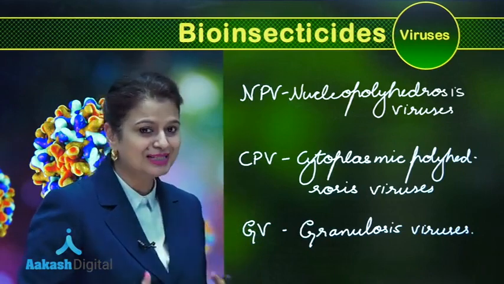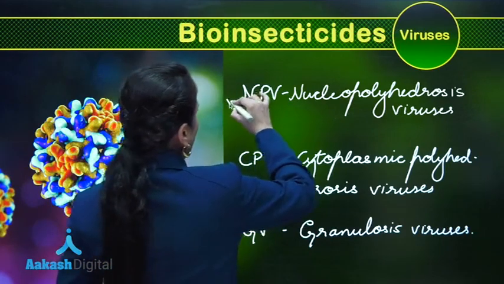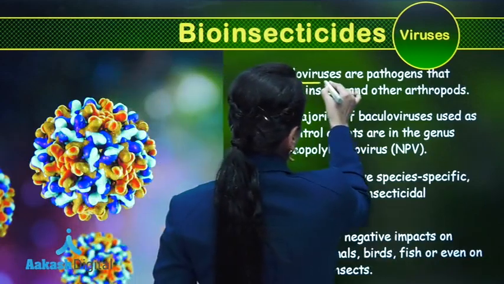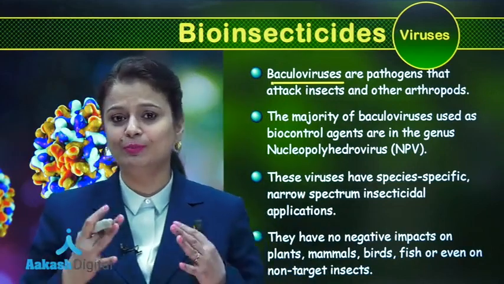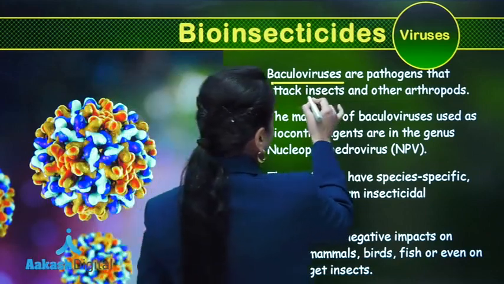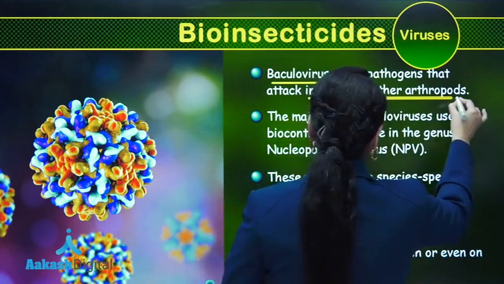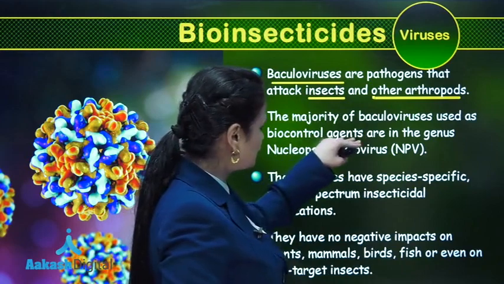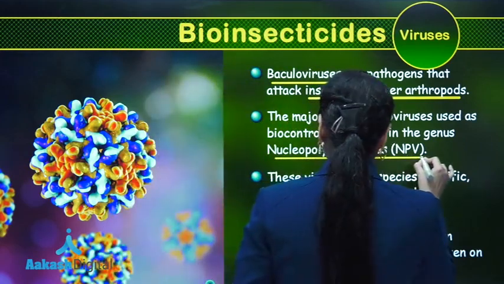But the ones which are basically used as biocontrol agents are the NPV. Under NPV, baculoviruses are really very important. They are the most common and efficient biocontrol agents. Now these agents are used to control insects as well as other arthropods. The majority of baculoviruses used as biocontrol agents are in the genus NPV. So this is again really very important.